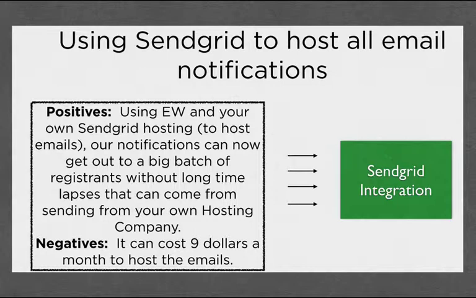The negative is that it can cost $9 a month to host the emails, but the positives are that you can use Sendgrid to send out all the emails, no matter if you're doing single one-time events or doing automated events that are streamed out in your attendee's own time zone, because Sendgrid can send up to 40,000 emails a month and more for a pretty inexpensive price.